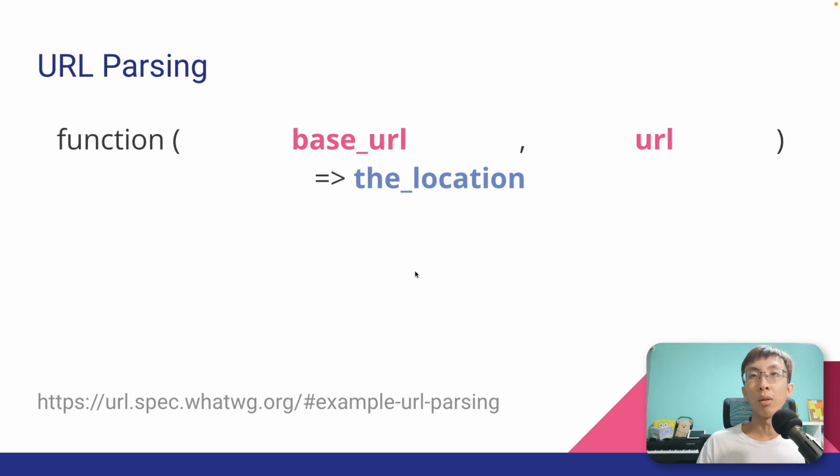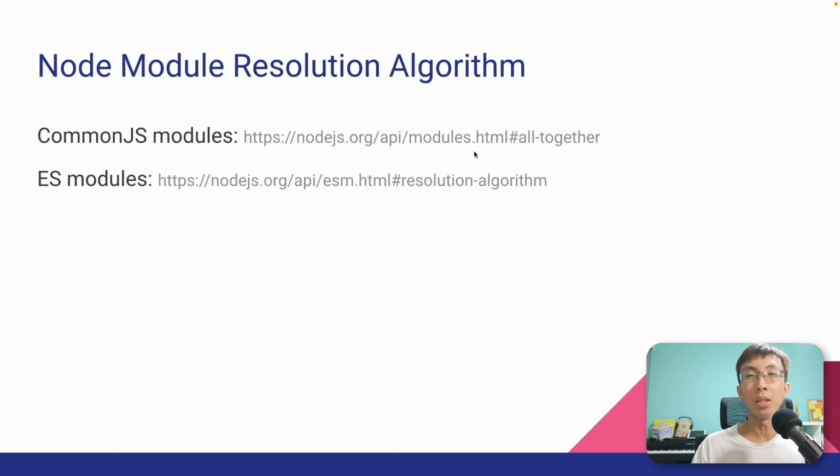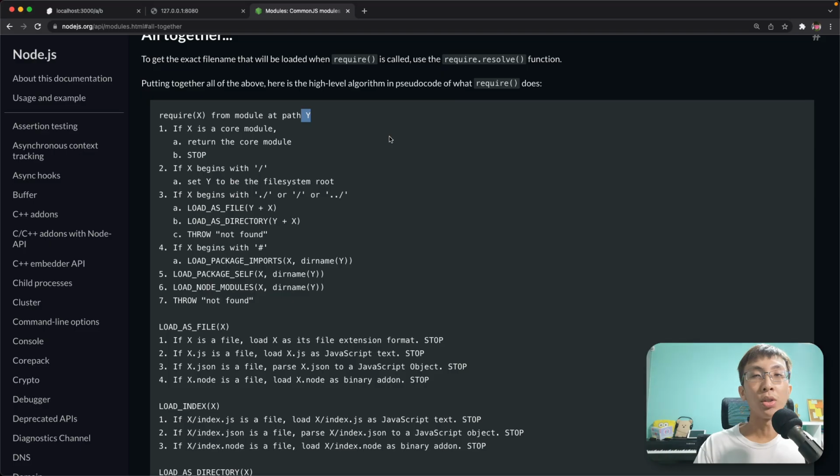Another common resolution algorithm that you would encounter is the node module resolution algorithm. You're very familiar with this if you're using Node.js or any bundlers out there. Probably they implemented this algorithm in their resolver. Let me open up the CommonJS module algorithm. The general idea of this algorithm goes like this. Right now you're trying to require X from a module at path Y. So here you see Y is the importer, X is the importee. You're trying to import X.